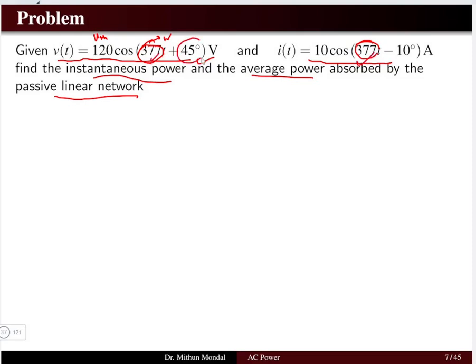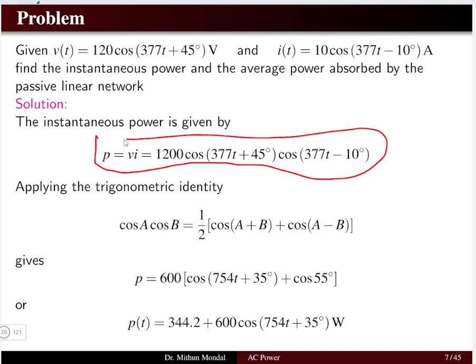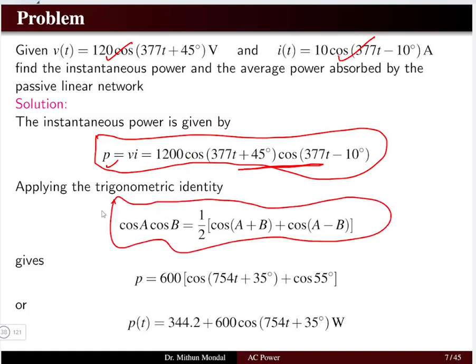The phase of the voltage is 45 degrees and the phase of the current is minus 10 degrees, where 10 is basically the maximum amplitude of the current. So the instantaneous power is basically the product of voltage into current. So we have the voltage equation, we have the current equation, we multiply both to get the instantaneous power. Now this one, we have to reduce into the form of the instantaneous power equation using the trigonometric identity that we have used previously also.